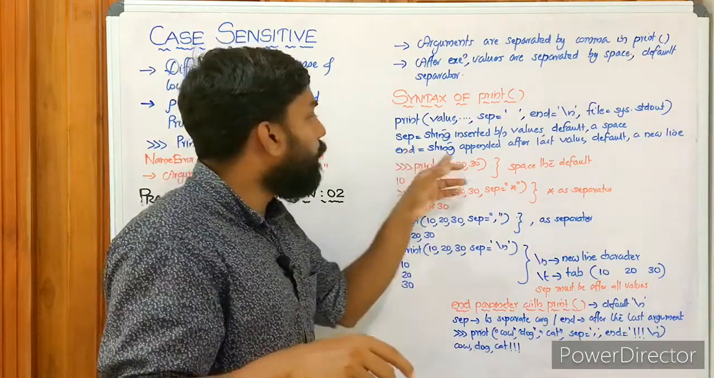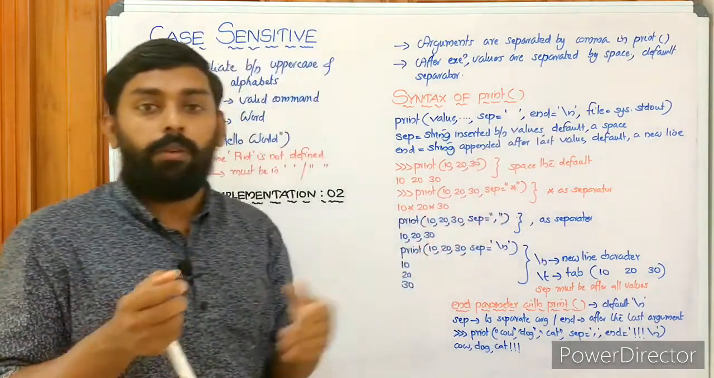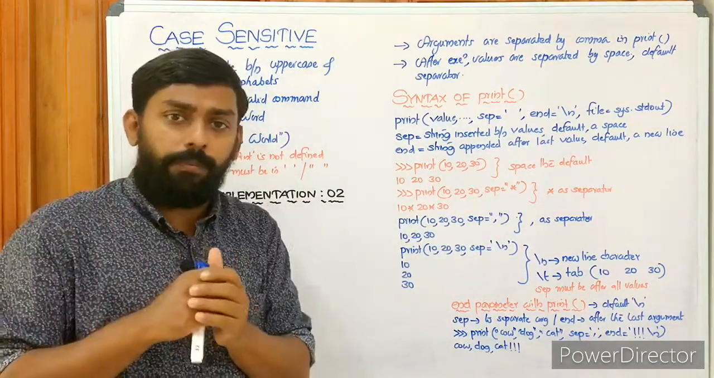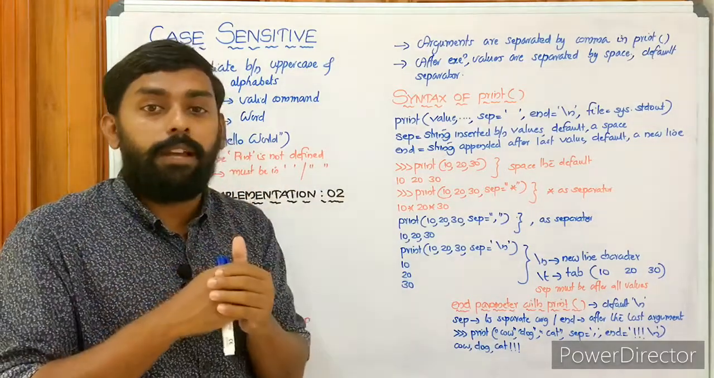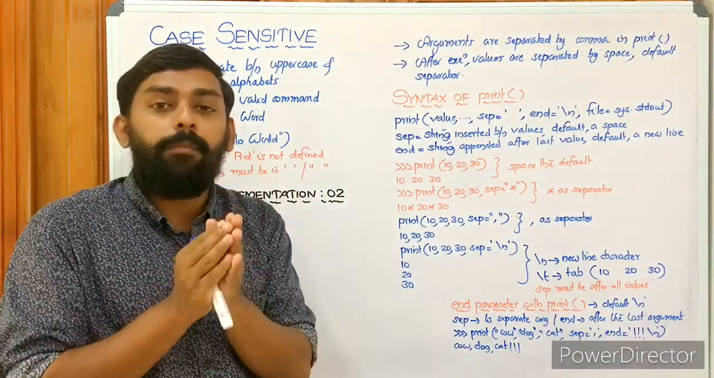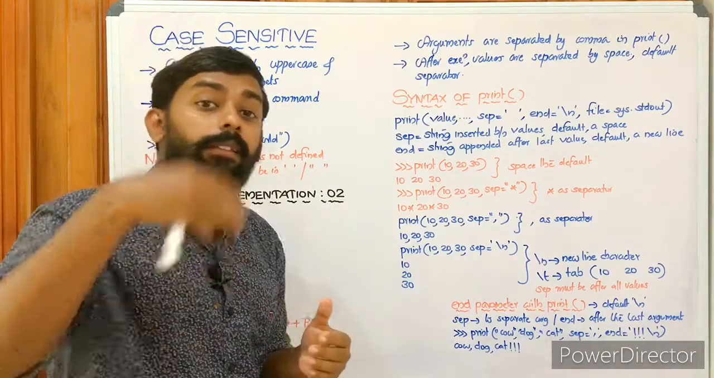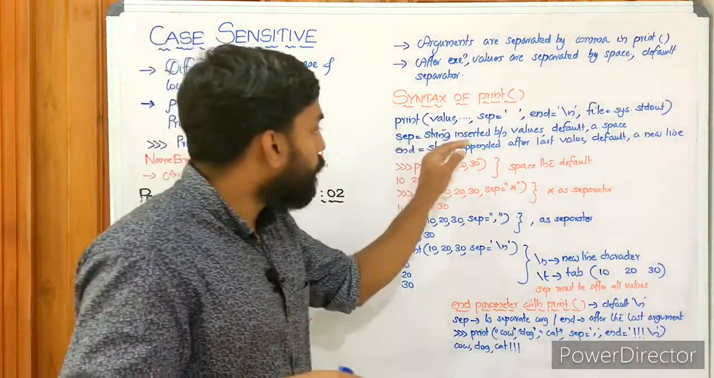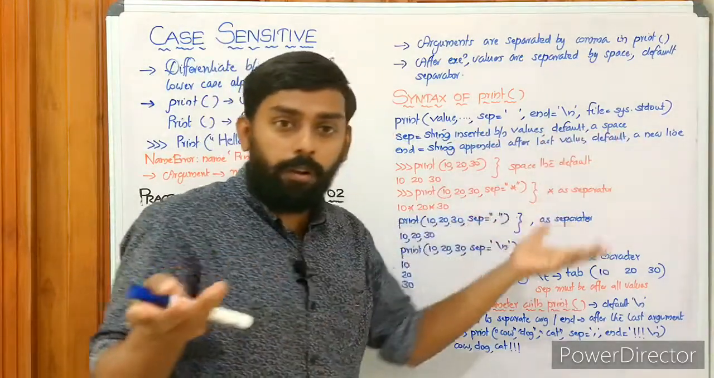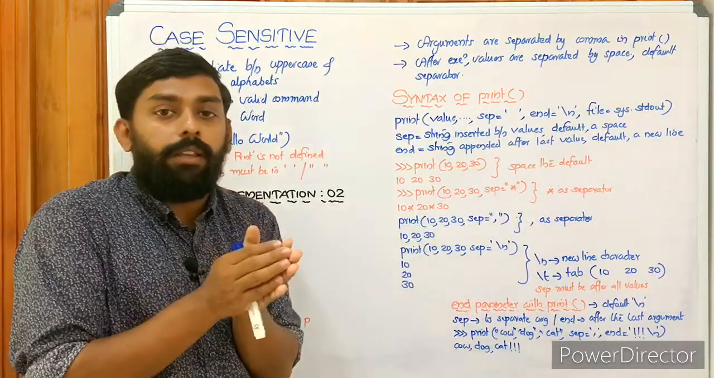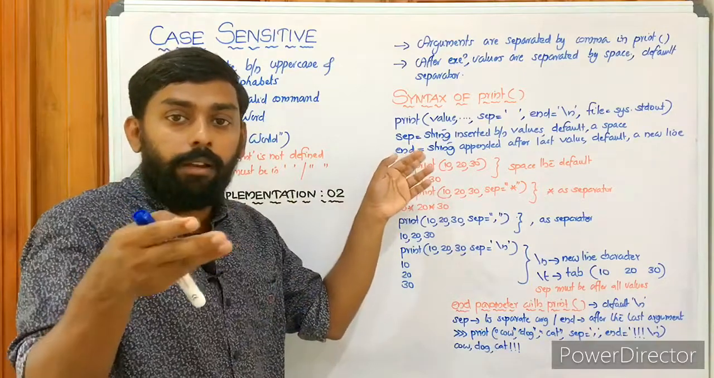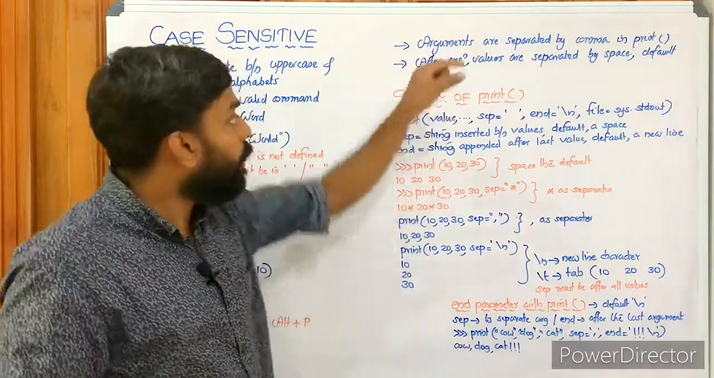Then end equal to a string appended after the last value. What do you mean by end? End means at the end of. What do you mean by appending? Appending simply means adding at the end of. So the string is appended after the last value. What is the default? If we don't give anything as the value of end, it will be taken as slash n by default. That is why we have stated it here.